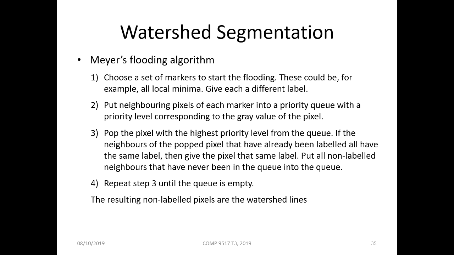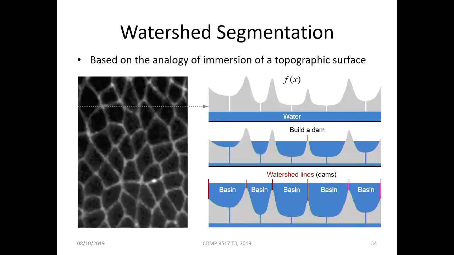And all non-labeled neighbors of that pixel that have never been in the queue, you put them into the queue. So this way you fill the queue all the time with neighboring pixels of pixels that you have already considered and process them this way. And you repeat that all the time until the queue is empty, and then you're left with a bunch of pixels that have not been labeled, and those are exactly the watershed lines. So it implements, in algorithmic language, so to speak, precisely this approach to segmentation.